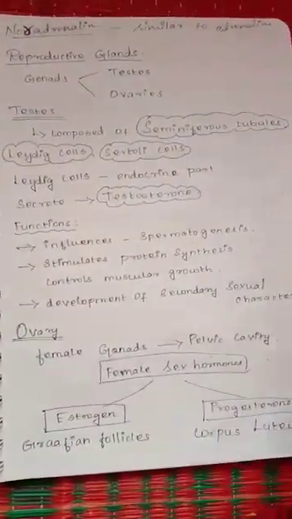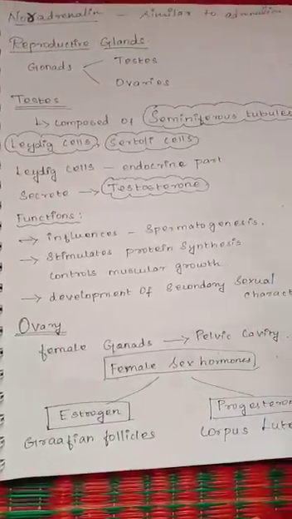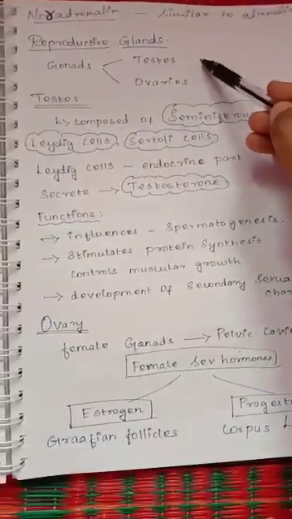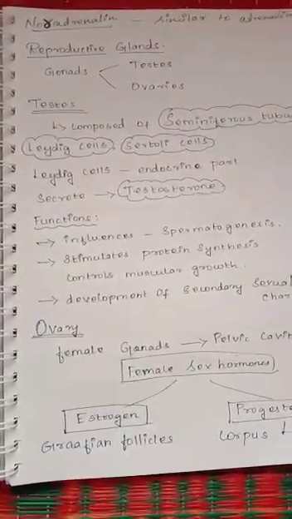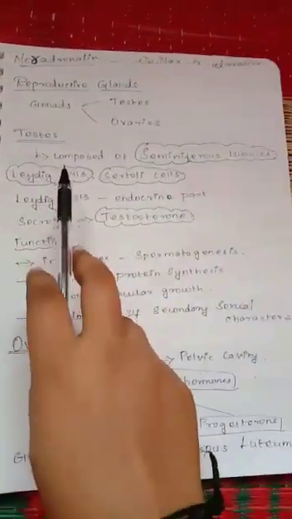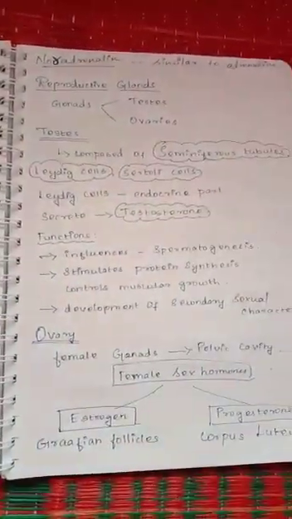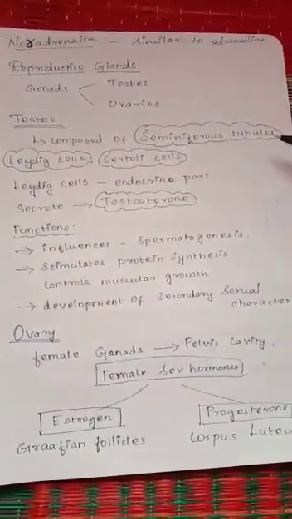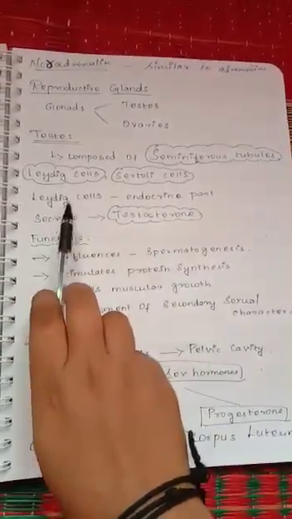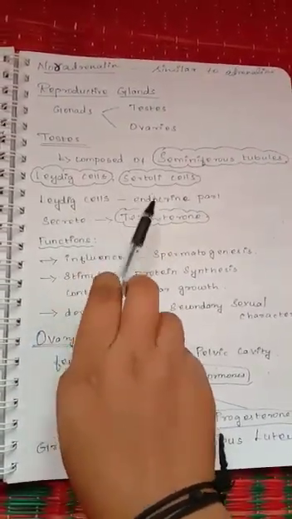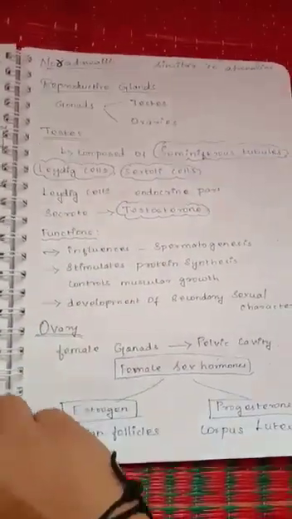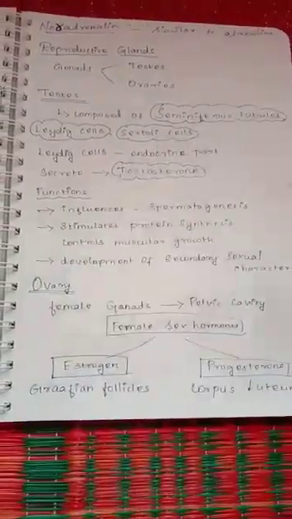And the next gland is the reproductive gland. It is of two types of gonads, testes and ovaries. Testes are the gonads that are present in male, and the ovaries are the gonads that are present in female. Testes are composed of three types of cells: seminiferous tubules, Leydig cells, and Sertoli cells. The Leydig cells play the endocrine part in the male. This secretes the hormone testosterone. It has the main functions.